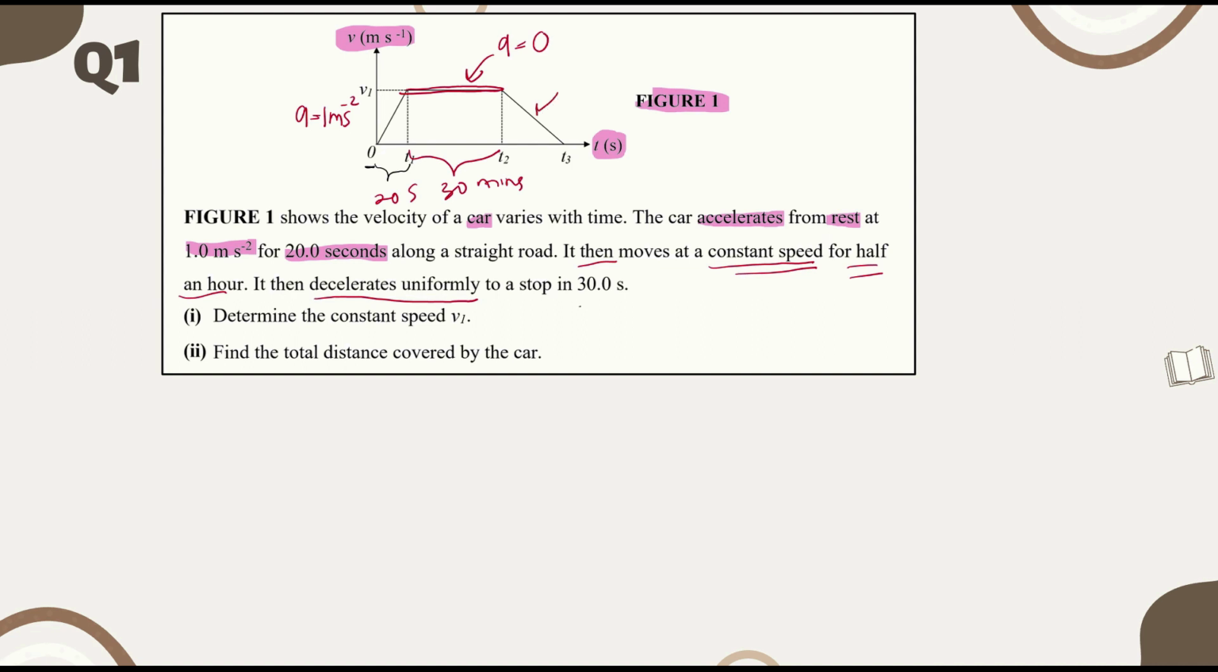And for the third part, the car is decelerating, so the acceleration must be a negative value. So it decelerates uniformly to a stop in 30 seconds. So from T2 to T3 is 30 seconds. So that is how the motion of the car is translated into a graph. Now let us solve the first question.